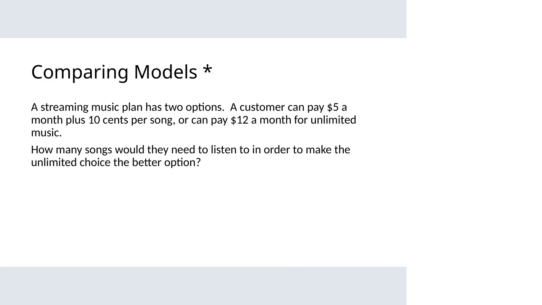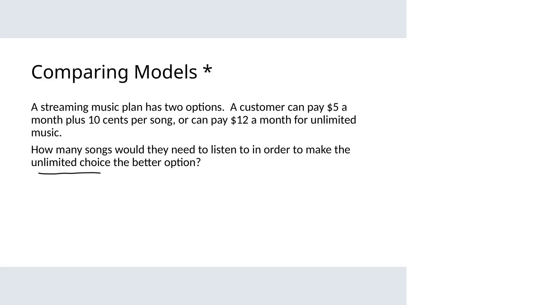Some more comparing models. This one I'm going to let you try. A streaming music plan has two options. A customer can pay $5 a month plus 10 cents per song, or $12 a month for unlimited music. How many songs would they need to listen to in order to make the unlimited choice the better option?